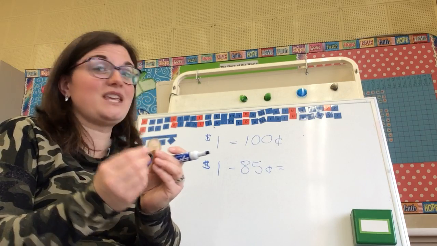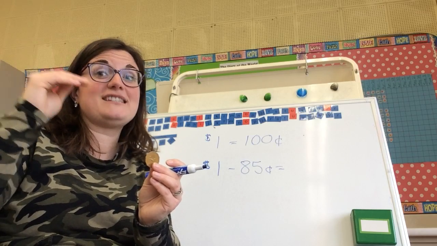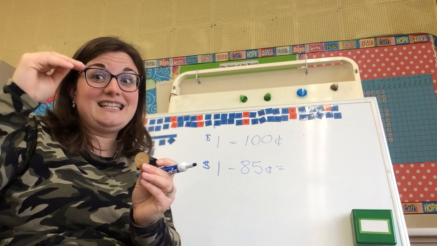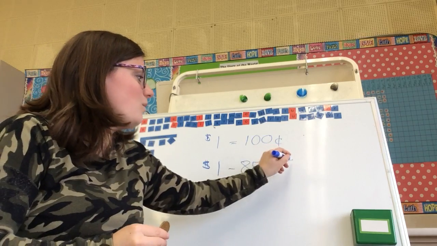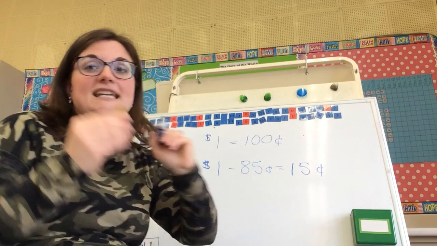Okay, so think of it as 85. Let's count up by 5 to get to the next 10, which is 90. And then how many from 90 to 100? 10. Right, so I have 1 ten and 5, which is 15 cents.